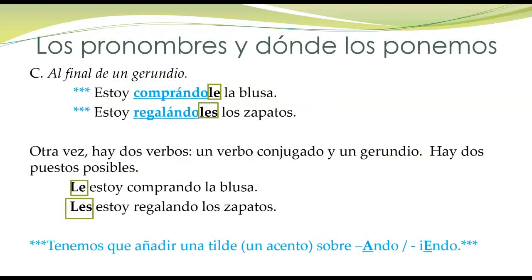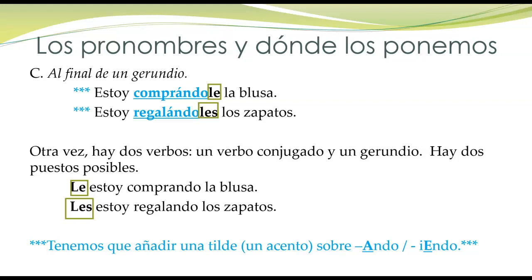Se al final de un gerundio. So in 101, you learned about the present progressive where you have the form of estar with the present participle or gerund, which ends in ando or yendo. So we have estoy comprando, estoy regalando. So we can attach it to the gerund. Estoy comprándole la blusa. Estoy regalándoles los zapatos. But notice that we put an accent mark over the a in ando. And if it was yendo, it would be over the e in yendo. And you can see that in blue at the bottom.